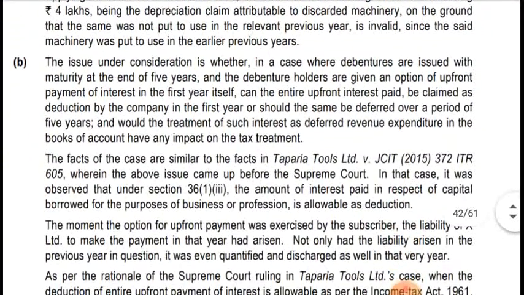The issue under consideration is whether, in a case where debentures are issued with maturity at the end of 5 years and the debenture holders are given an option of upfront payment of interest in the first year itself, the entire upfront interest paid can be claimed as deduction by the company in the first year, or should the same be deferred over a period of 5 years? And would the treatment of such interest as deferred revenue expenditure in the books of accounts have any impact on the tax treatment? So they are telling the issues.